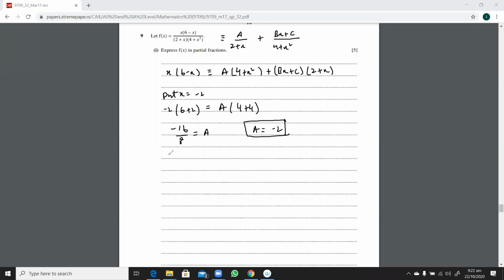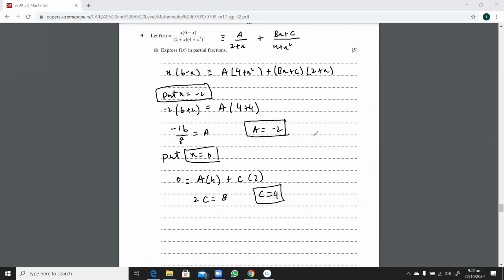Then we put x equal to 0. Putting x equal to 0 will help us to eliminate this B. So we have 0 equal to A into 4 plus C into 2. So 4A will give me minus 8, so this 2C is equal to 8. So C is equal to 4.